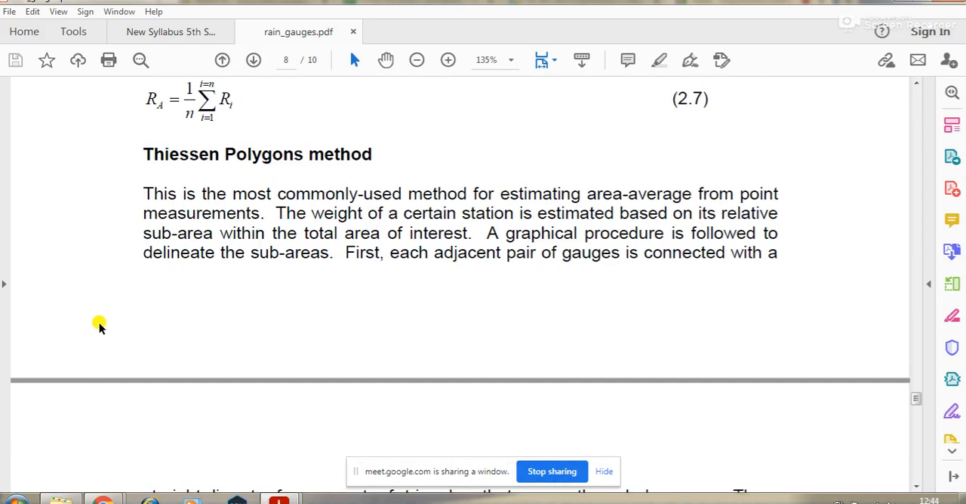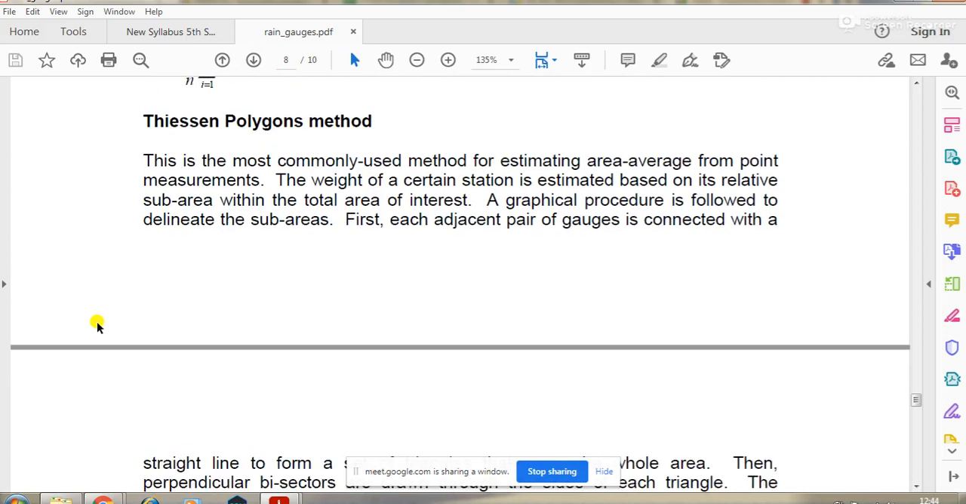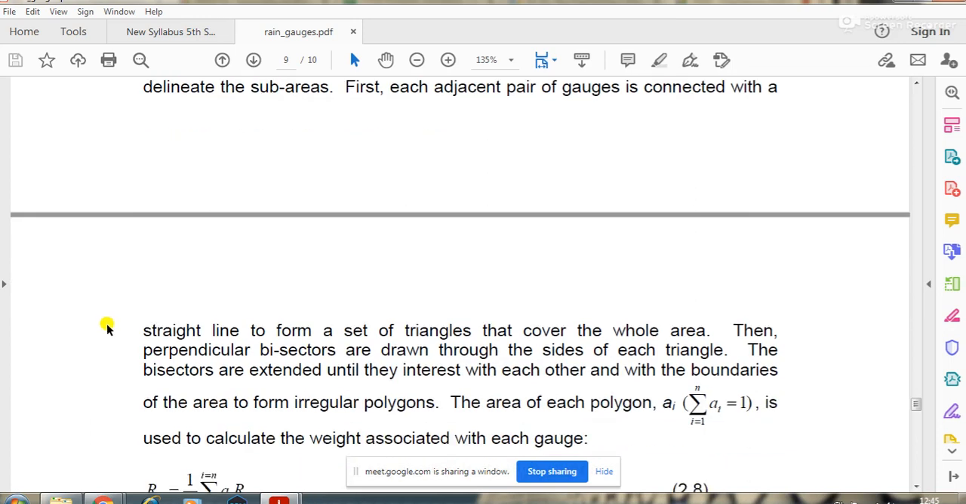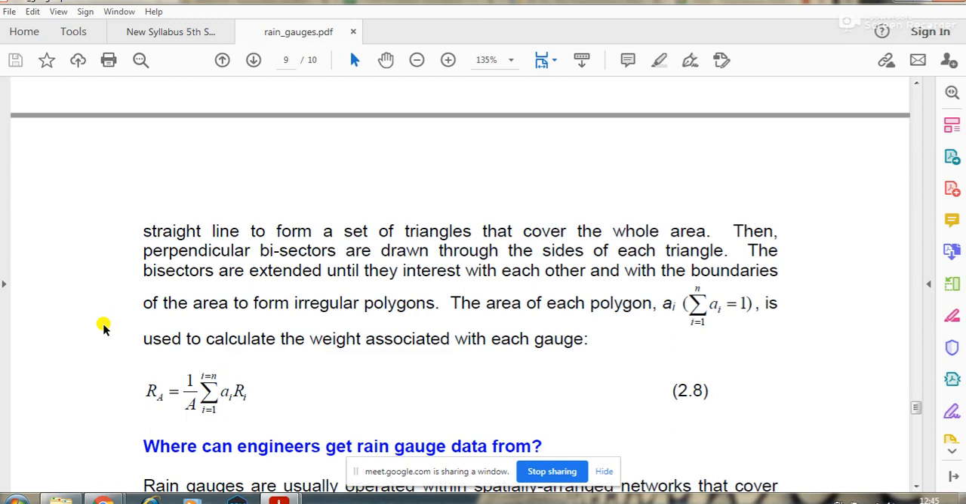There is another method known as the Thiessen polygon method. It is also commonly used for estimating the area average rainfall because it will give you better accuracy. The weight at certain stations is estimated based on the relative sub area within the total area of interest. Obviously some graphical representation will be there, and from that you will get the triangles, which will be bisected to form the polygons.